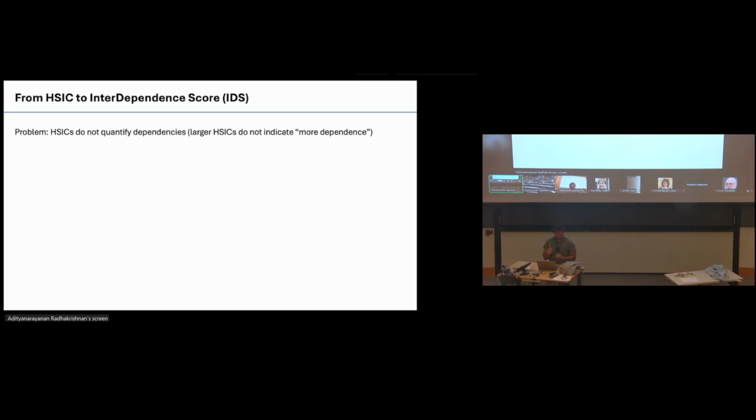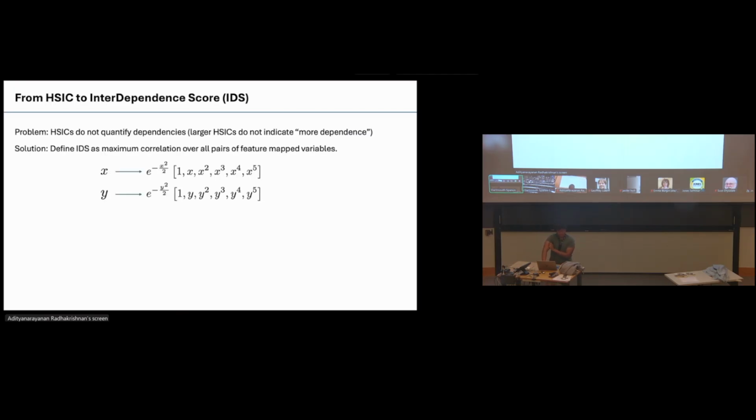The issue with HSICs, though, is that they don't quantify dependencies. If HSIC is 0, this means that two variables are independent. That's good. But if I have a large HSIC, it doesn't necessarily mean that variables are more dependent in some way. And so there is a really simple solution that we did here, which is you can take this neural network computation, but instead of computing covariance of features, you take two variables, x and y, you apply some finite dimensional transformations.